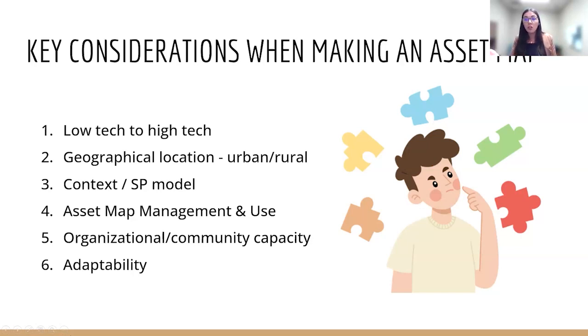And on the more front end of things, who will be using the asset map? So are you going to be sharing this with your clients? Will you be sharing it with providers? Or will it just be internal within your health promotion team or your social prescribing team? So considering that, and then also the factors that are associated with that. So privacy issues. If you're developing an asset map and you're getting contact information that maybe can't be shared with your clients, then that's something to consider when you're looking at who will be using that asset map.